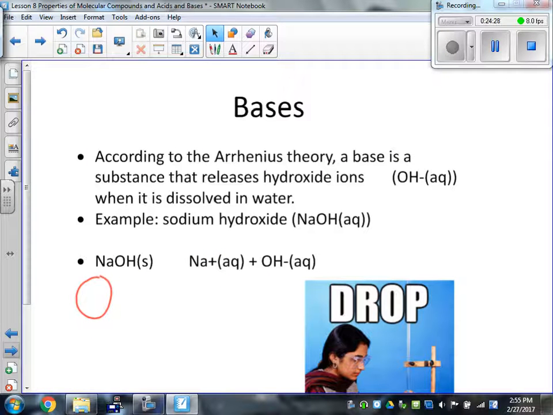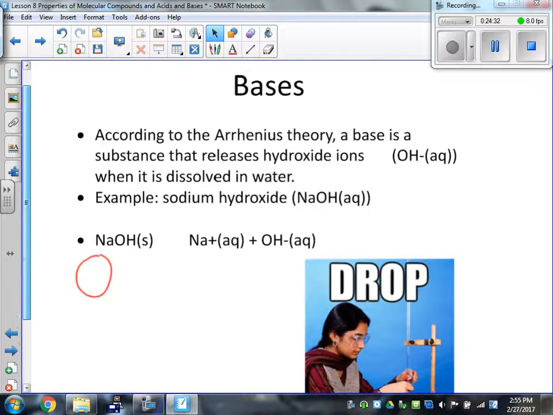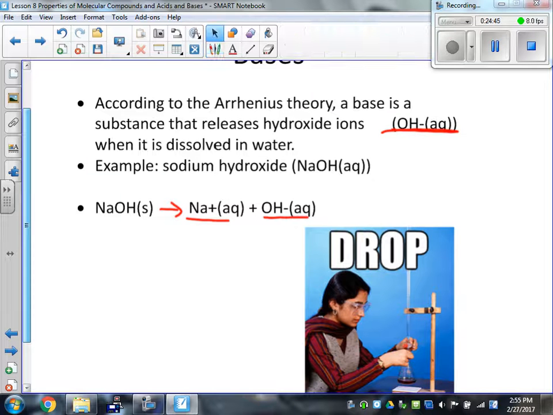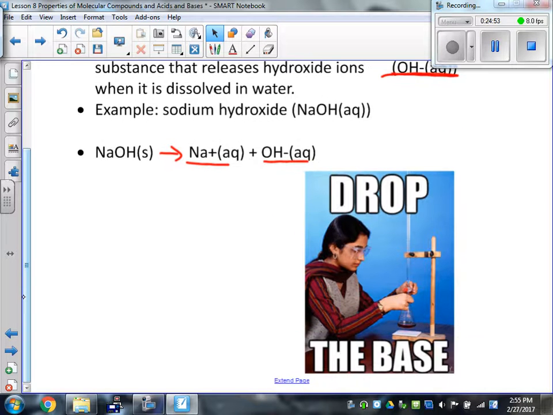Bases. According to Arrhenius' theory, he said anything that contains hydroxide. So we're looking for this OH here. So when you put sodium hydroxide into water, you get sodium ions and hydroxide ions. And his theory is anything with hydroxide is a base.